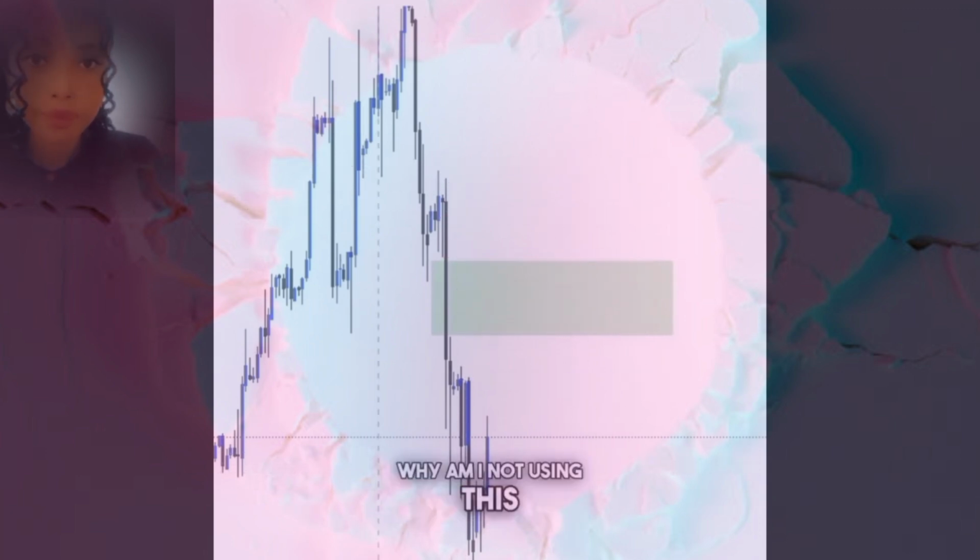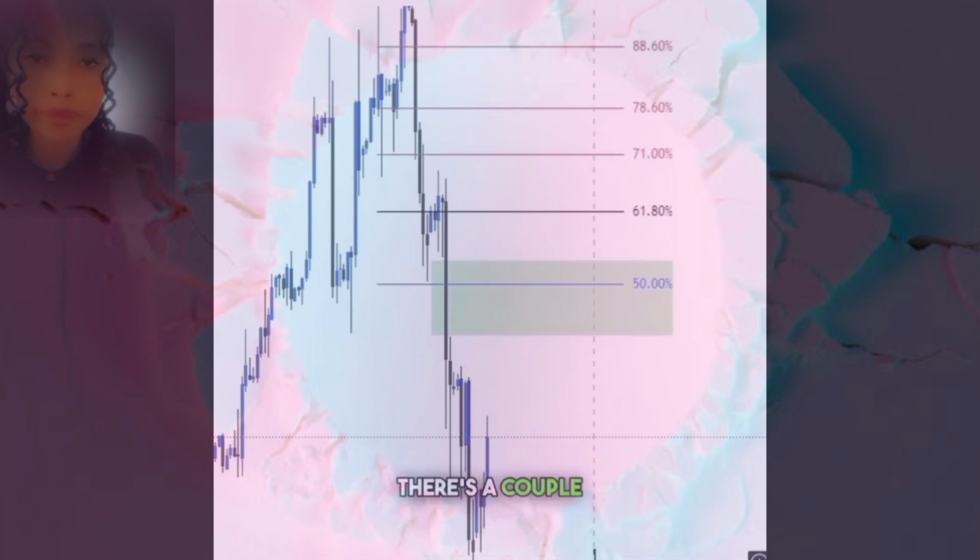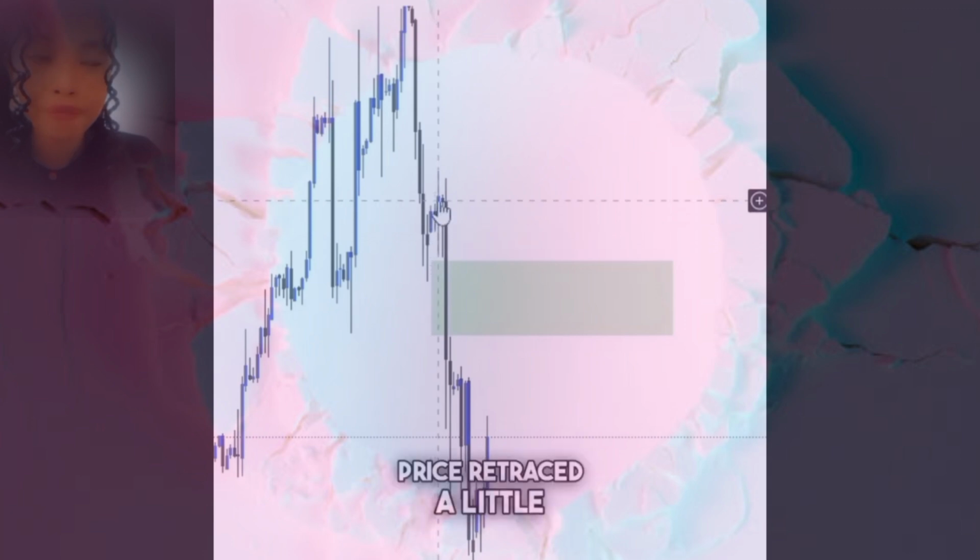Now you might be thinking, why am I not using this entire range? There's a couple of reasons. One, the expansion started from this area here. Price retraced a little bit higher and then expanded to the downside.